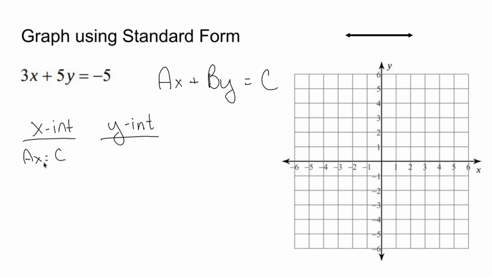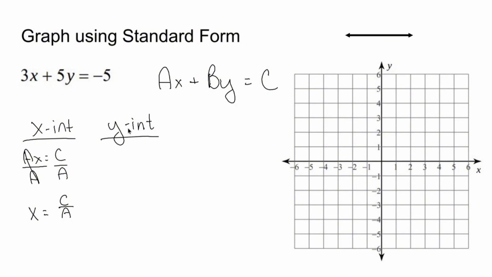The x-intercept is found by doing ax equals c. In order to get x all by itself, you divide a from both sides, and the shortcut is found by doing x equals c over a. Now we'll figure out what that means in a minute.